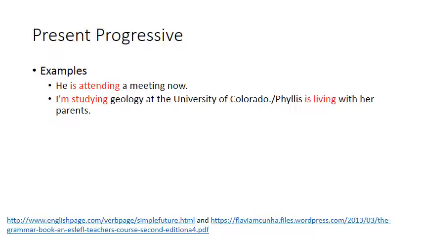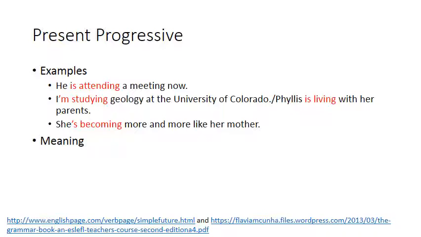So moving on to the next one, here's the present progressive. Now, here are our examples. He is attending a meeting now. I'm studying geology at the University of Colorado. Phyllis is living with her parents. She's becoming more and more like her mother. So the meanings of each one of these.